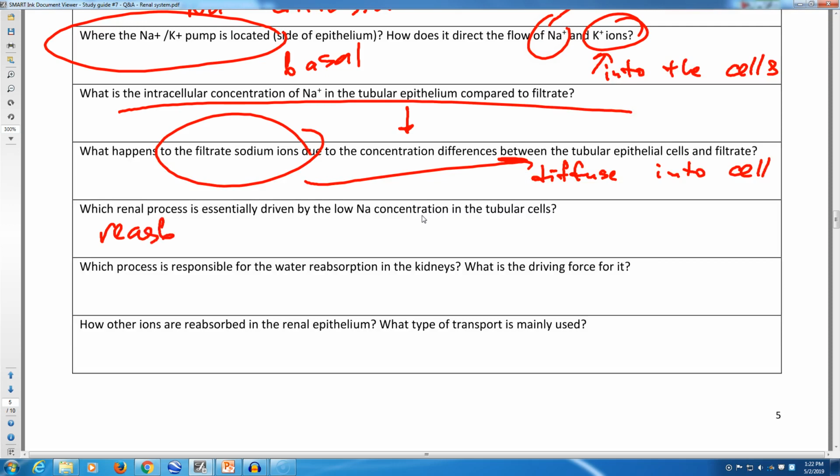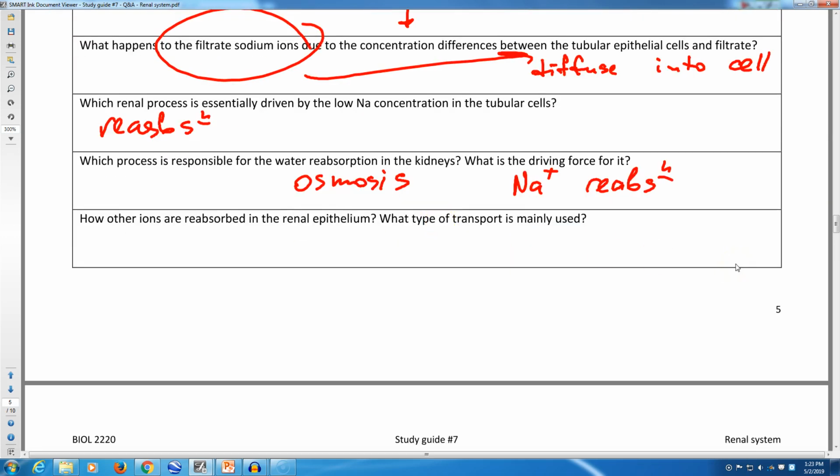Reabsorption is driven by the low sodium concentration in the tubular cells. Water absorption in the kidneys is driven by osmosis. Driving force: sodium reabsorption. Other ions are reabsorbed via secondary active transport.